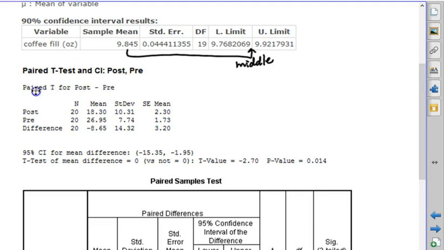So when you do a paired t-test, then this one lists the sample size of 20, the standard deviation, and the standard error of the mean.